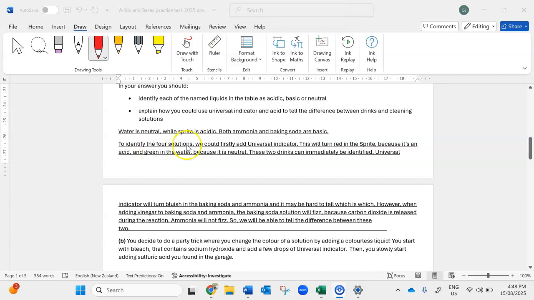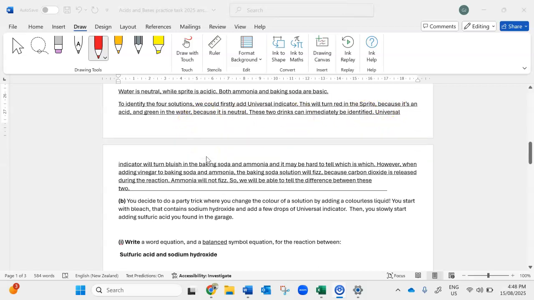Okay, we add universal indicator. The Sprite, which is an acid, goes red. The water, which is neutral, goes green. And you can see these wonderful becauses, so you're linking things. These two drinks can be immediately identified. Universal indicator will turn bluish in the baking soda and ammonia. Bluish, green, blue-green, something like that. Hard to tell which is which.